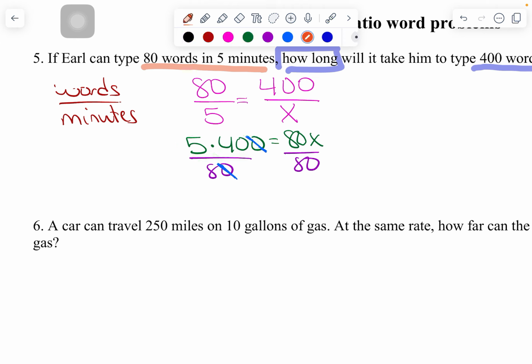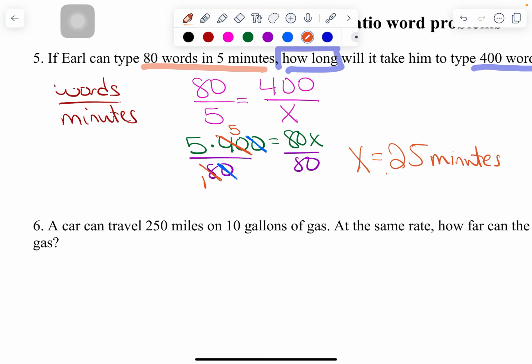So let's see what I got. If I take 8 and I divide it into 40, that gets me a 5. And 8 divided by 8 is 1. All right, so we're going to say that x is equal to, and let's figure out what's left here after I've crossed out a bunch of stuff. 5 times 5 in the numerator, so that's going to be 25. And the denominator is simply the number 1. I don't care about the number 1 because dividing by 1 does nothing. So my answer here is going to be 25 minutes.